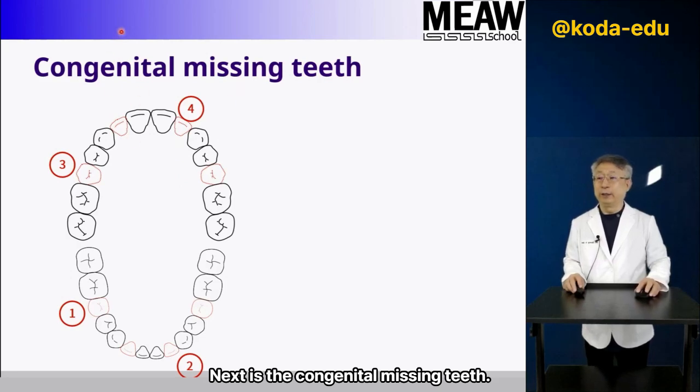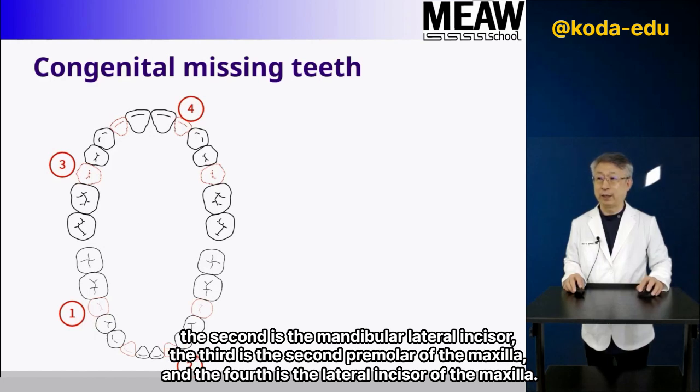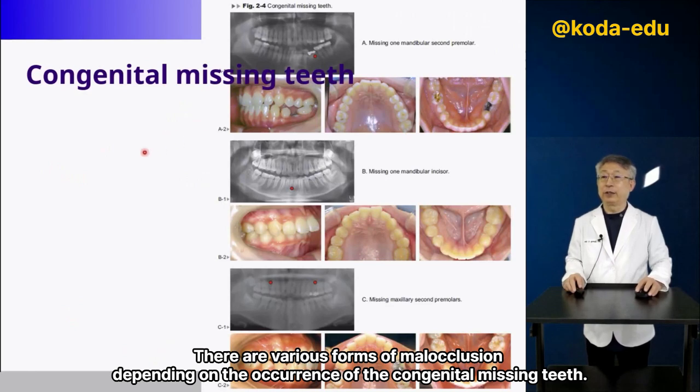Next is the congenital missing teeth. The first and most frequent congenital missing tooth is the second premolar of the mandible. The second is the mandibular lateral incisor, the third is the second premolar of the maxilla, and the fourth is the lateral incisor of the maxilla. There are various forms of malocclusion depending on the occurrence of the congenital missing teeth.